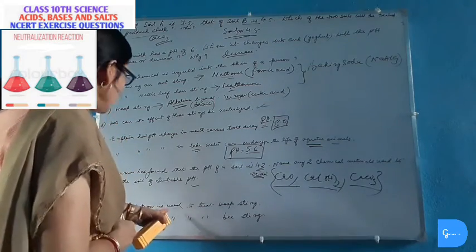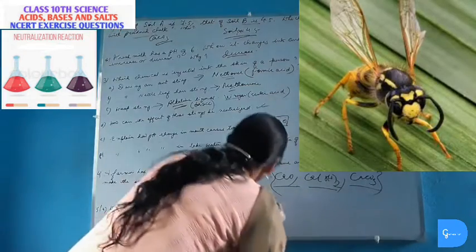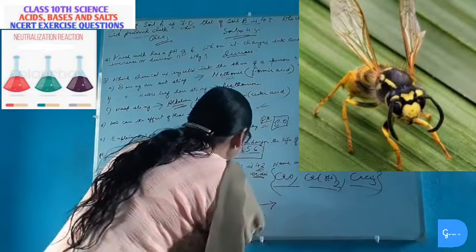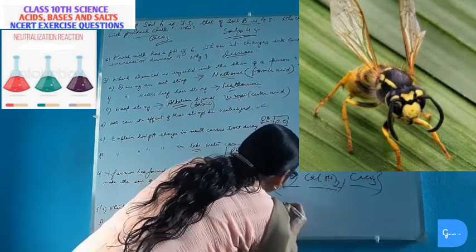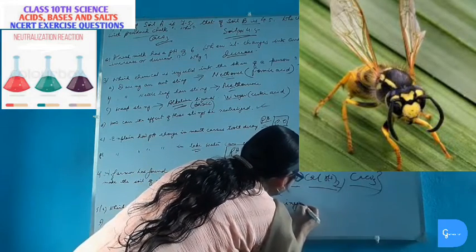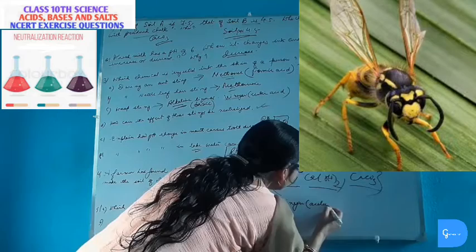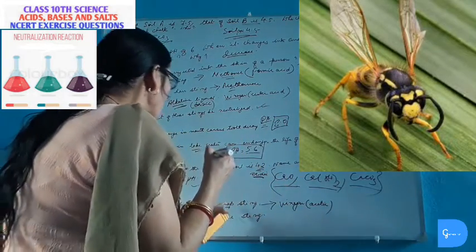Which solution is used to treat wasp sting? Wasp sting is alkaline in nature, so we use vinegar or acetic acid to neutralize the effect of wasp sting.